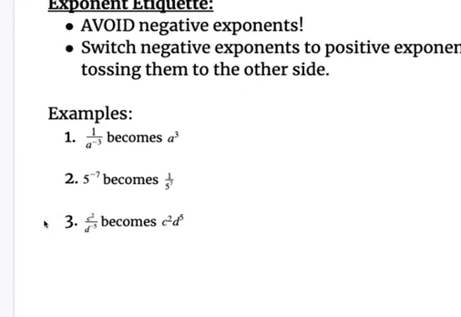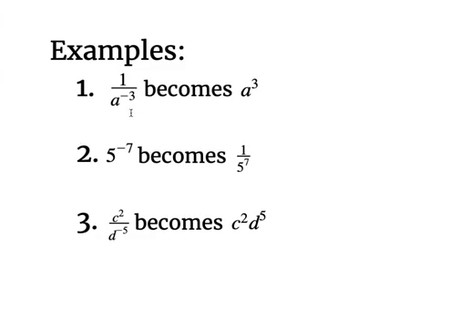So 1 over a to the negative third, you can change it to a to the positive third power, but then it has to flip to the numerator and just becomes a to the third power, or a cubed. It switched from the denominator and negative to the numerator and positive. 5 to the negative seventh power was on the top and negative. Now it goes to the bottom and it's positive.